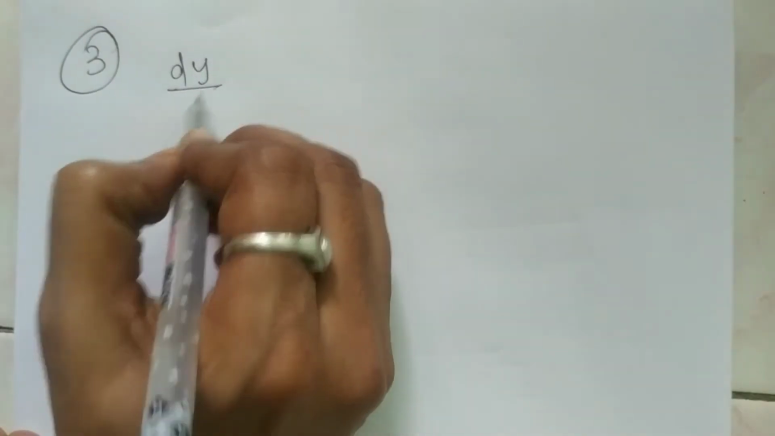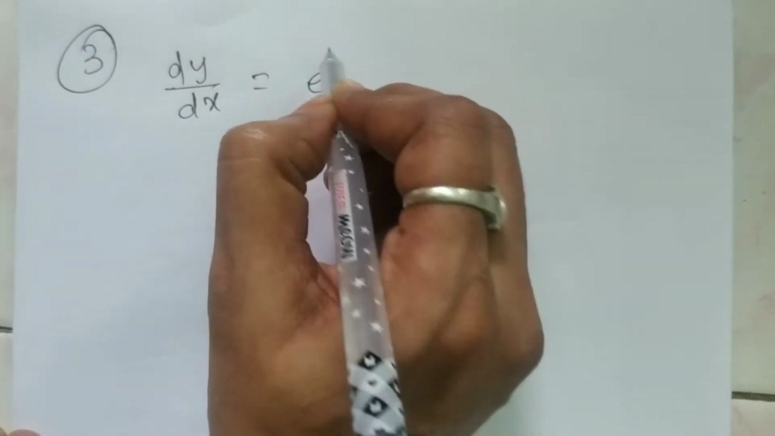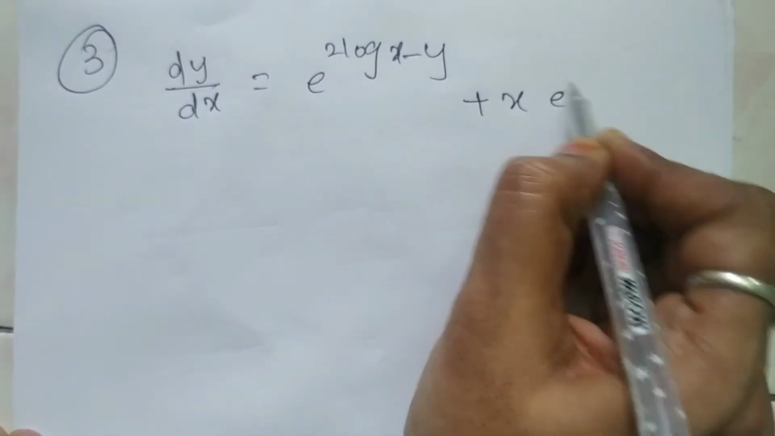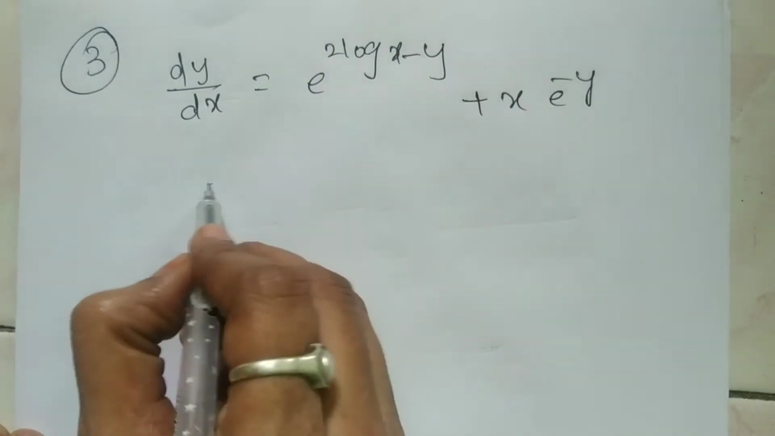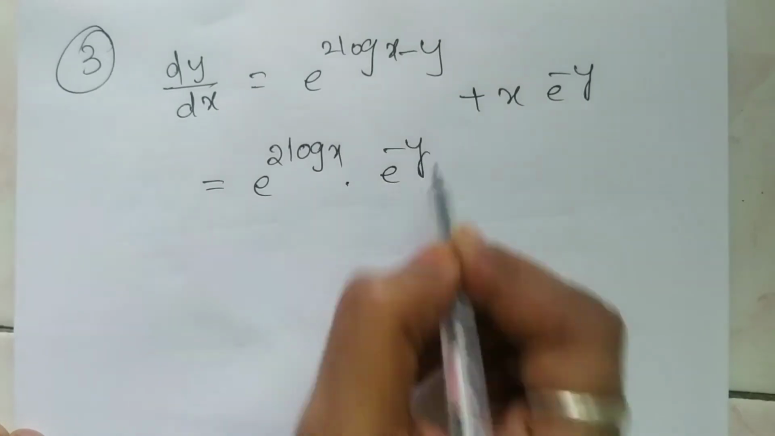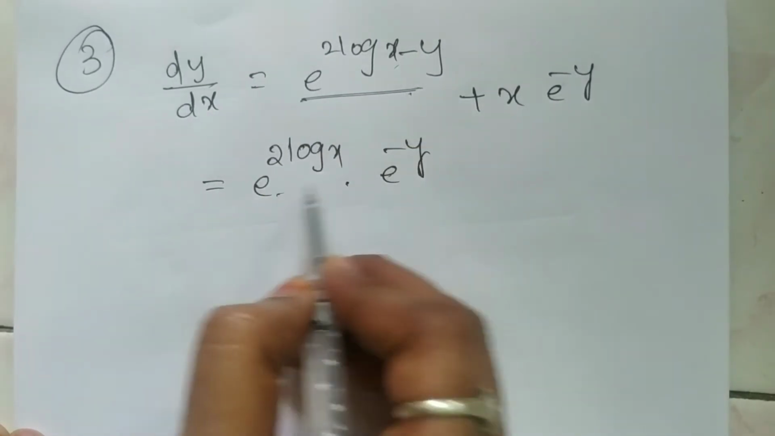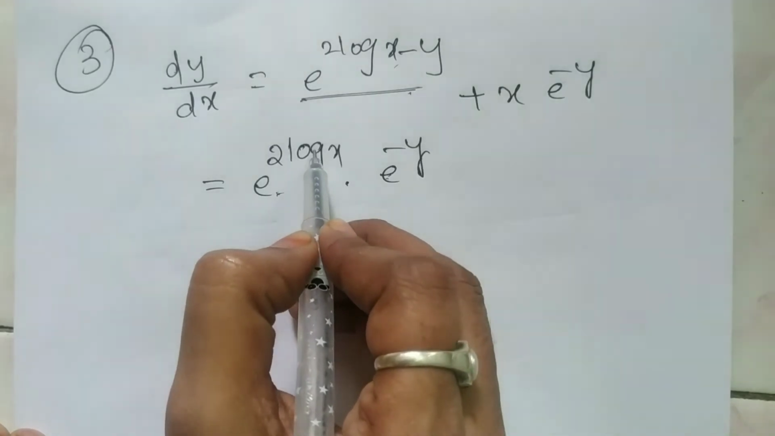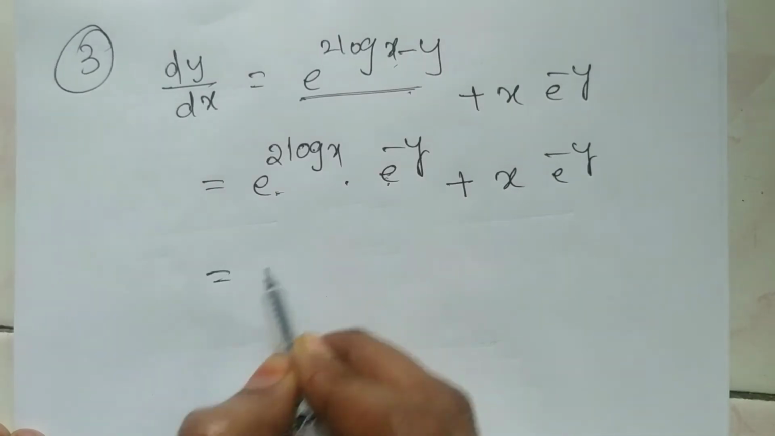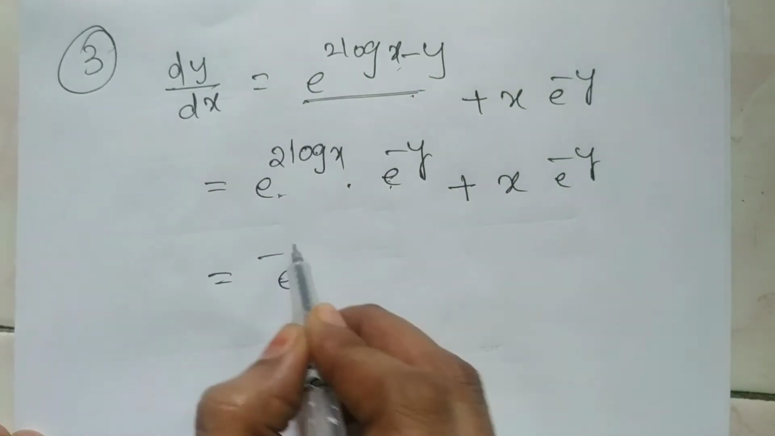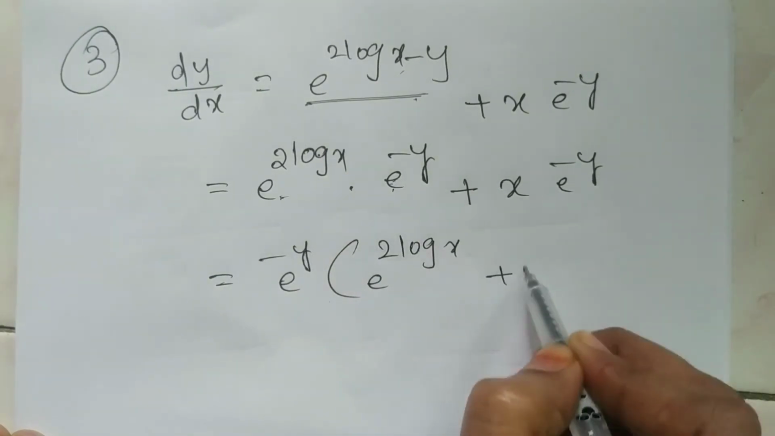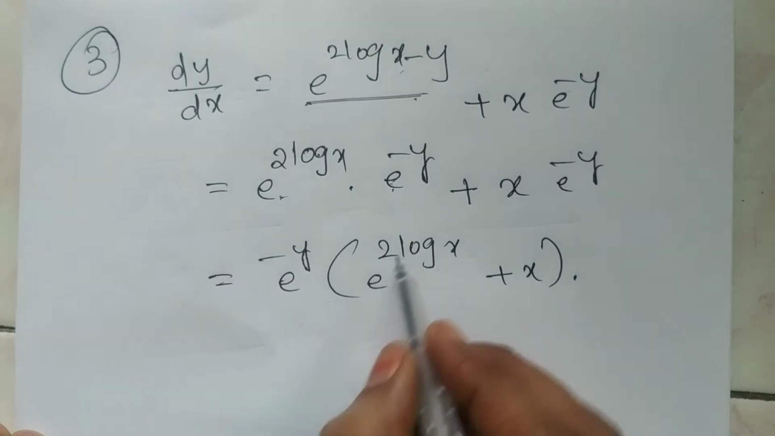Next problem, dy by dx equal to e power 2 log x minus y plus x e power minus y. So in this, e power 2 log x into e power minus y. This term is divided into two terms, that is e power 2 log x into e power minus y plus x into e power minus y. So in both the terms e power minus y is common. Then e power 2 log x plus x.